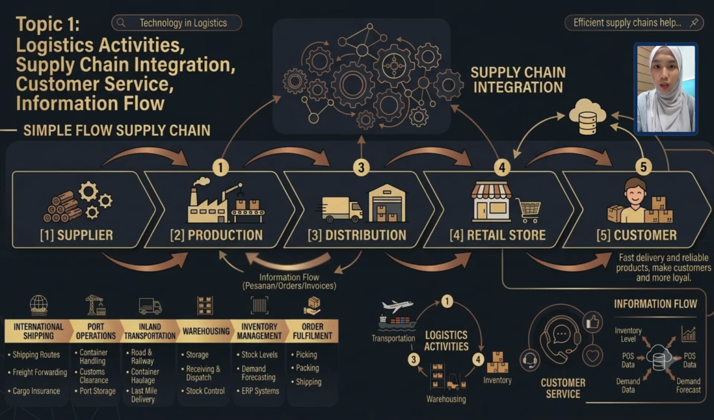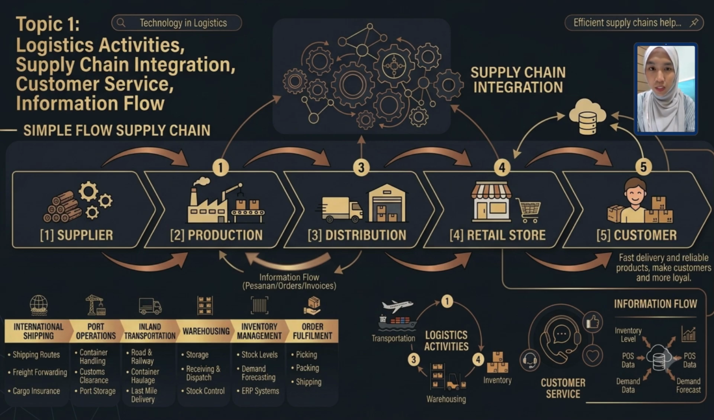On this slide, we see how that simple supply chain flow from supplier to production, distribution, retail, and customer is actually powered by 3 major engines. First, our logistics activity. At the bottom, these are the physical gears of the business. They manage everything from international shipping, port operation to inland transportation, warehousing, inventory, and final order fulfillment.